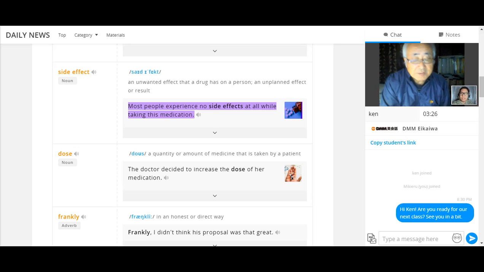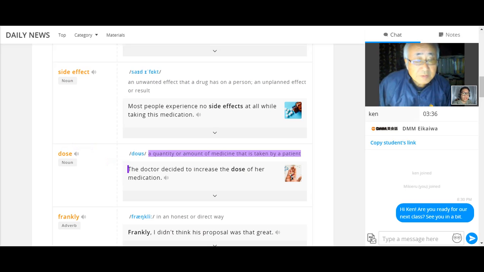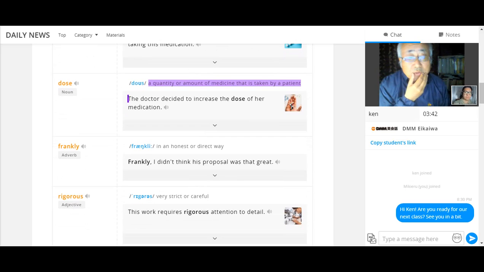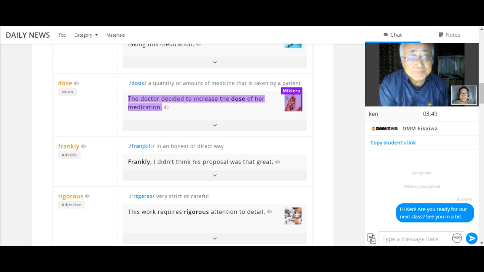Okay. Next word is dose. Dose: a quantity or amount of medicine that is taken by a patient. The doctor decided to increase the dose of her medication.